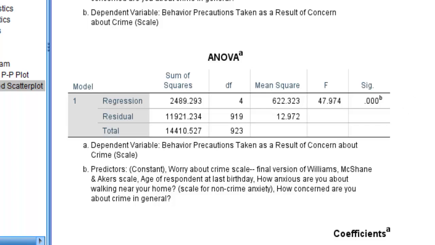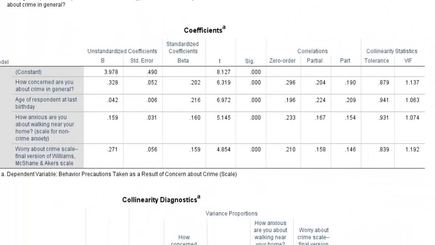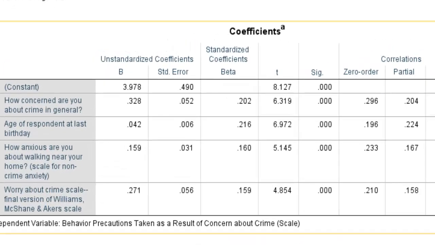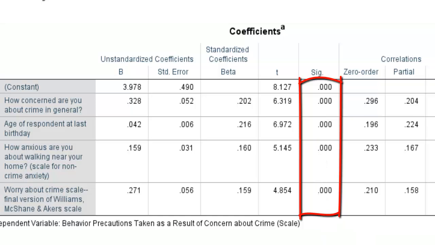So now that our model is significant, we want to know how the model works. So we scroll down to the coefficients box to see how the individual predictors behave in the model and actually work to explain the dependent variable. The first thing I want to look at is the probability values. I look at this column here and I notice that all four predictors are significant. So all four variables contribute to the explanation of behavioral precautions taken as a result of concern about crime.